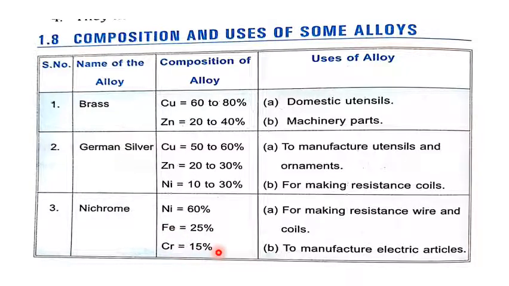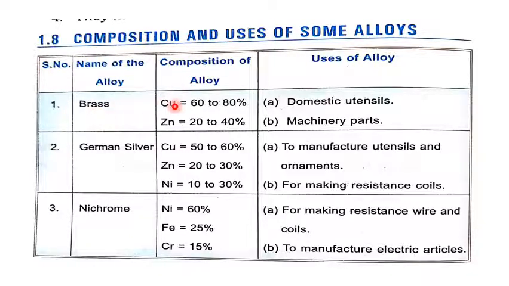Next, what are the uses of nichrome? It is used for making resistance wire and coils. Resistance wire is generally used in things like iron boxes. It is used to manufacture electric articles. These are the uses of nichrome.